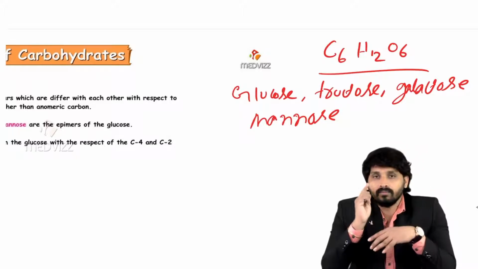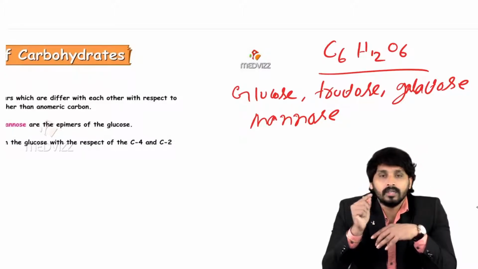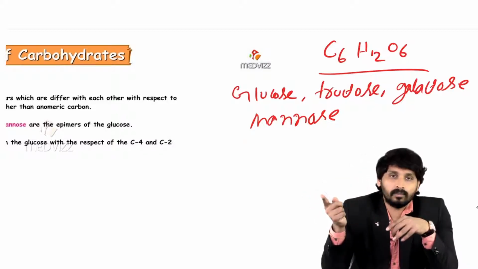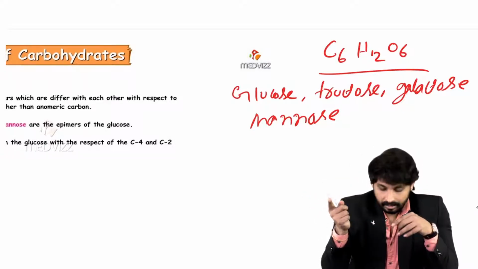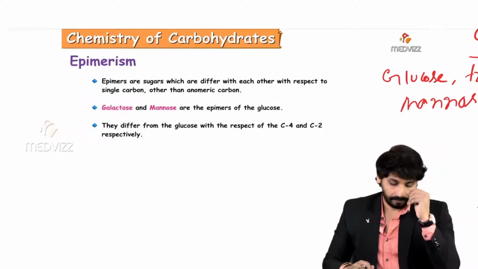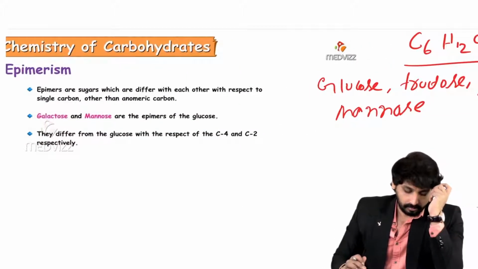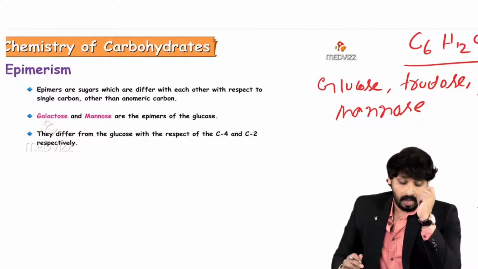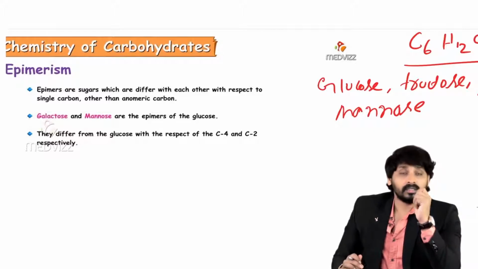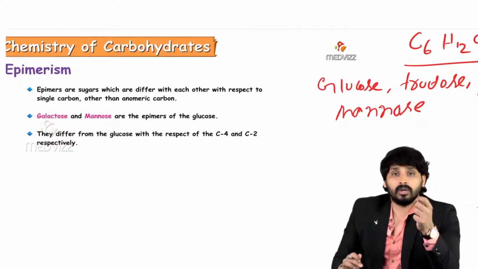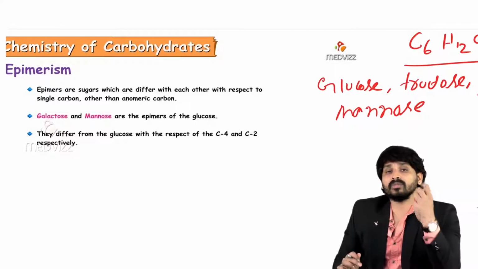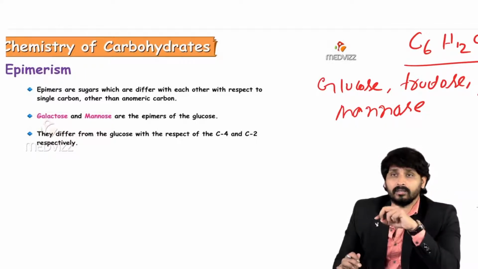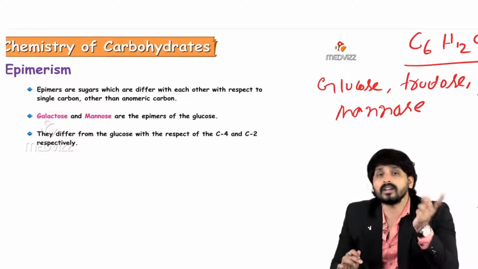Okay, from a single monosaccharide you can synthesize the rest of the monosaccharides. This is known as Kiliani synthesis. So here we will see epimerism. How do you define epimerism? Epimerism: you can define it as substances which differ from each other with respect to a single carbon other than the anomeric carbon.